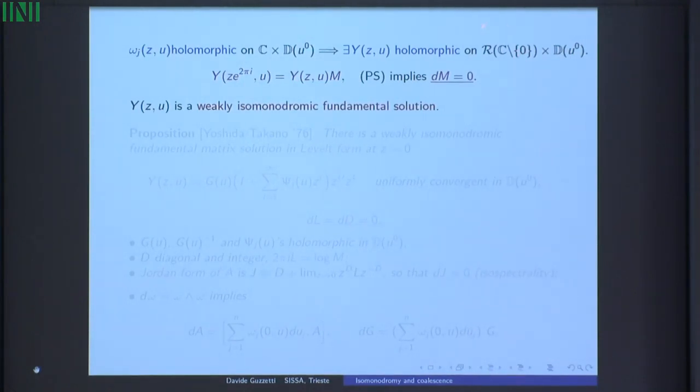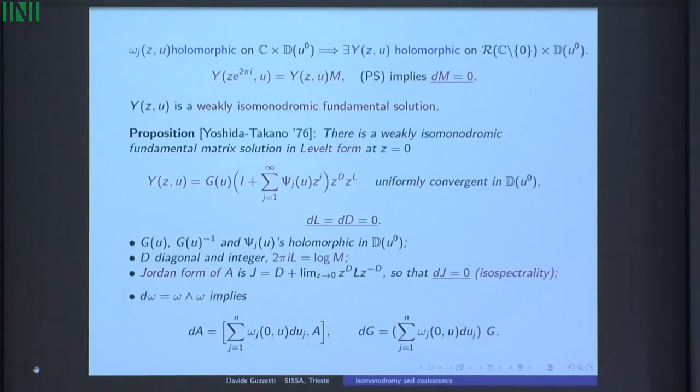Here R stands for the universal cover of C minus 0. And the fact that Y satisfies the Pfaffian system immediately implies that the monodromy around 0 is constant. I will call this kind of solution a weakly isomonodromic deformation. Weakly means that the only thing which is constant, essentially, is this matrix M. There are other monodromy data which I will introduce later which are not constant.